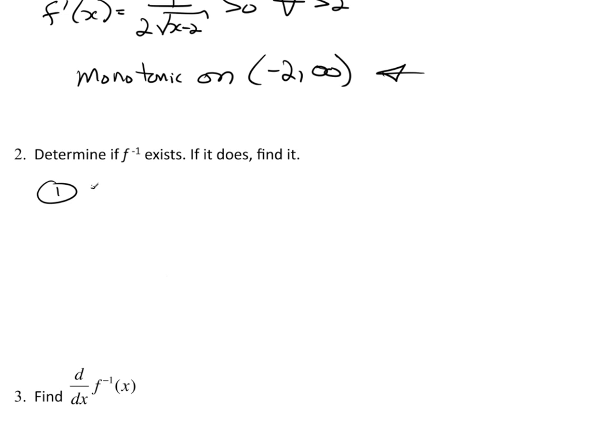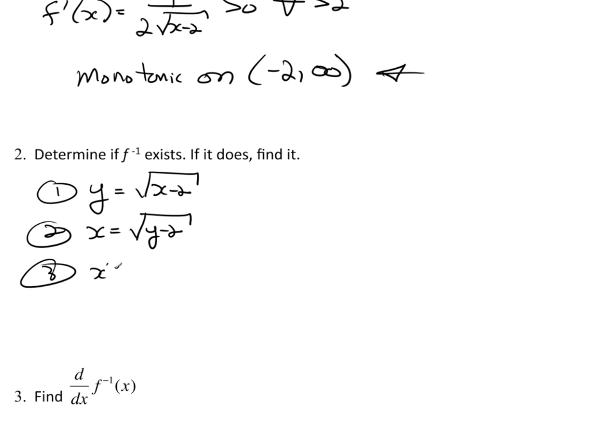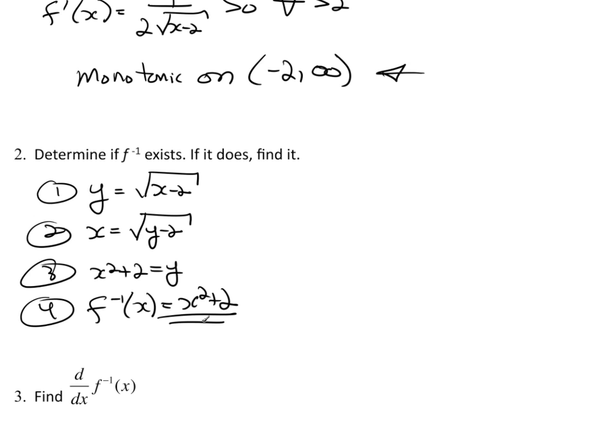So first thing I'm going to do, I'm going to write the function down as y equals the square root of x minus 2. The next thing I'm going to do, I'm going to swap x and y to get x equals the square root of y minus 2. Now I'm going to solve for y. I will get x squared plus 2 is equal to y. And then I'm going to go ahead and replace y with f inverse notation. So f inverse of x equals x squared plus 2.